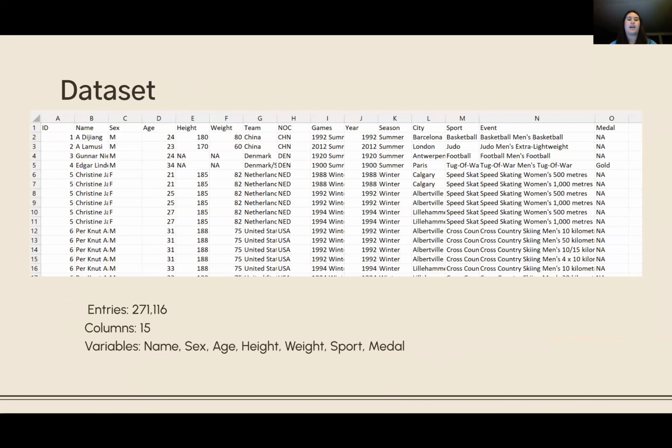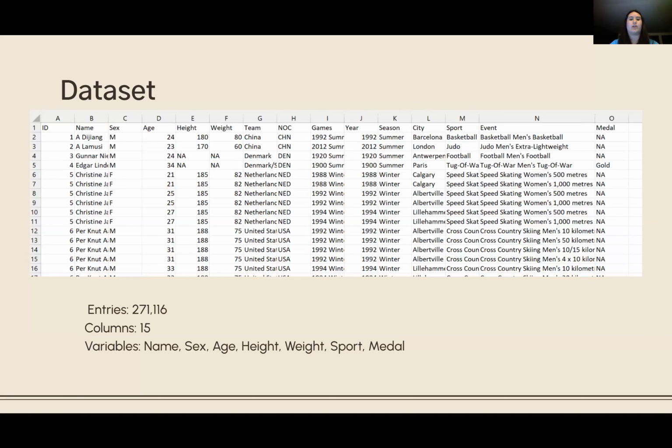I found my data set on data.world, and it was a whole data set of all the Olympics from, I think, the 1990s all the way up to 2016. And in total, there were 271,116 entries, which was a lot. And like I was saying earlier, I wanted my presentation to be on just the women. So when I was pre-processing my data, I had to remove all the males. And then I also had to remove all the other sports that were there.